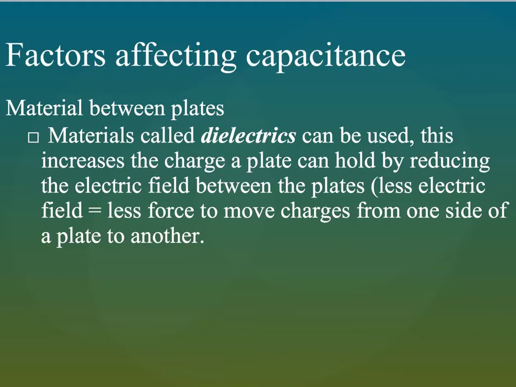The other thing we can do to affect the capacitance is change the material between the plates. Most of the time they don't put empty space between the plates, they put something called a dielectric. A dielectric increases the charge a plate can hold by reducing the electric field between the plates. Less electric field means less force to move the charges from one side of a plate to another. So let's look at what that means in a picture.